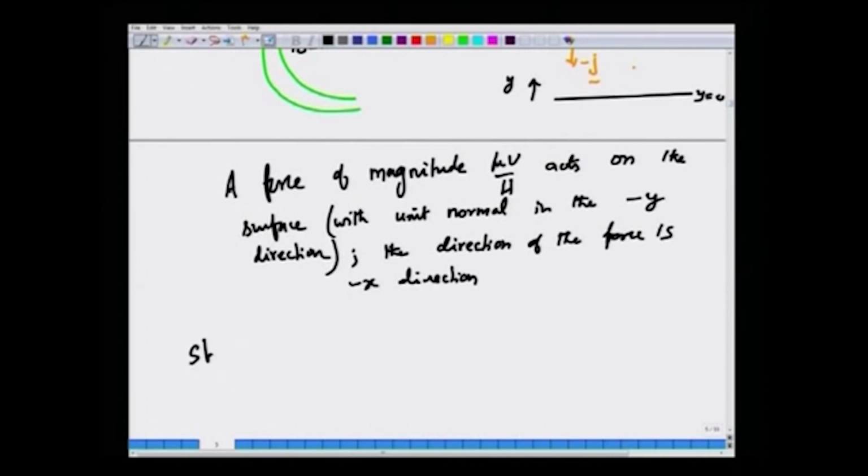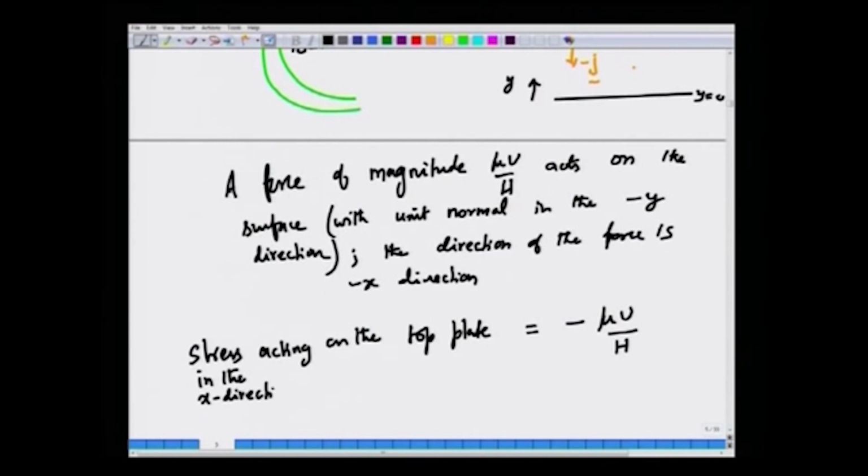So, the stress acting on the top plate is minus mu u by h, because we have to take the sign also into account. The direction of the force is minus x direction. So, the stress in the x direction is minus, that is, it acts in the direction of minus x.